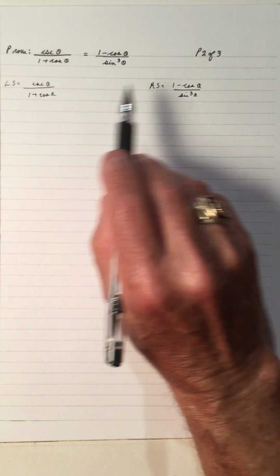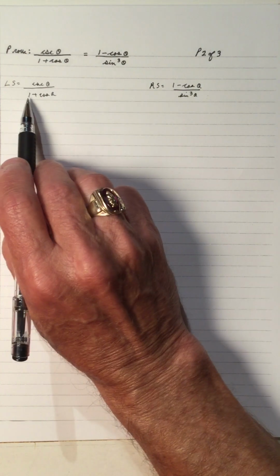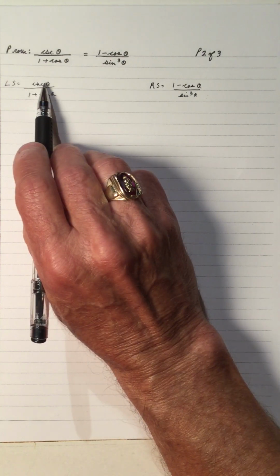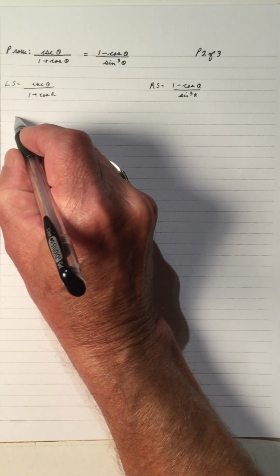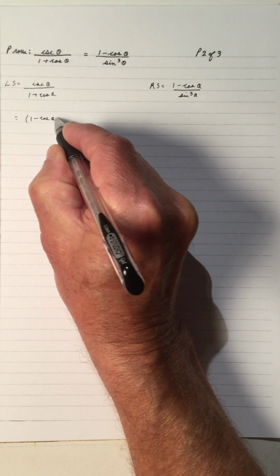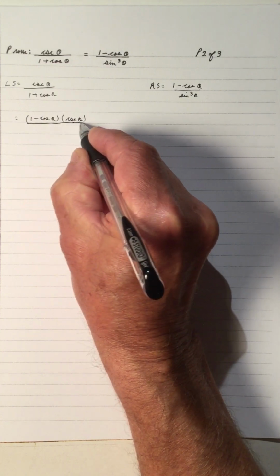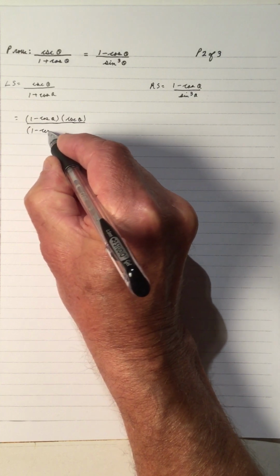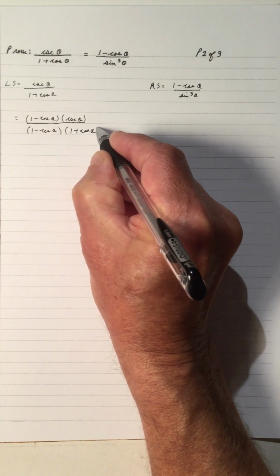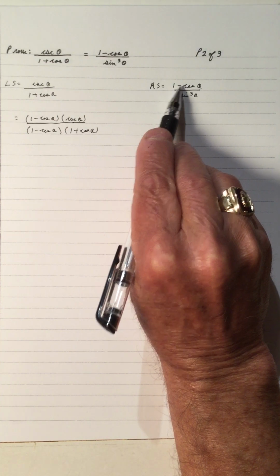Before we start, notice that this is 1 minus cos theta, and this is 1 plus cos theta. So in order to get 1 minus cos theta in the numerator here, I'm going to use a little trick and multiply the left side by 1 minus cos theta on the top and the bottom. That means we're making an equivalent. So here it is. By multiplying by 1 minus cos theta, it's going to be on the top.